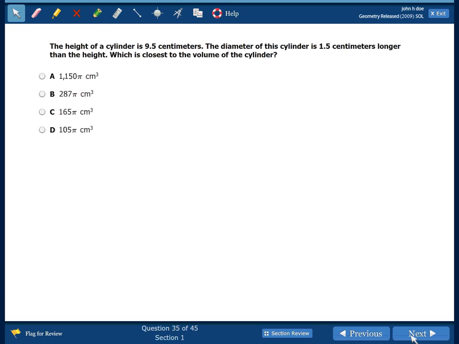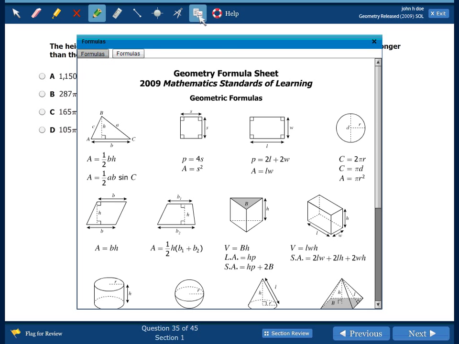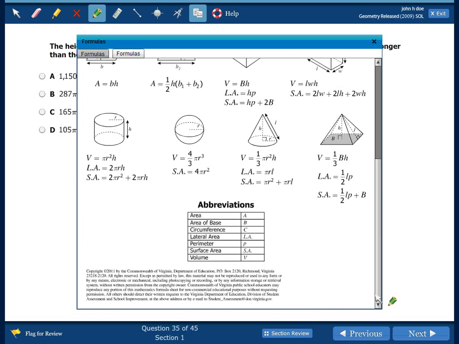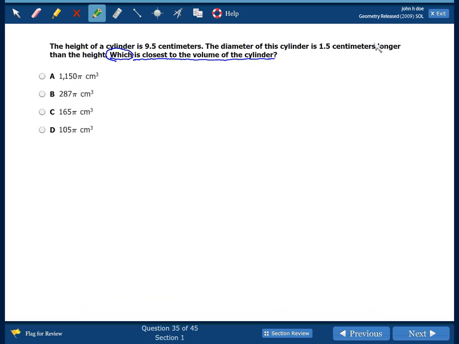Moving on to the next one, here's our key word, which is "closest to the volume of the cylinder." So right away, I know what the problem's asking me for, the volume of the cylinder. So I get my formula sheet out, I find the cylinder, the volume V equals pi r squared h. So volume is equal to pi r squared h. So I need to find out what r is and what h is.